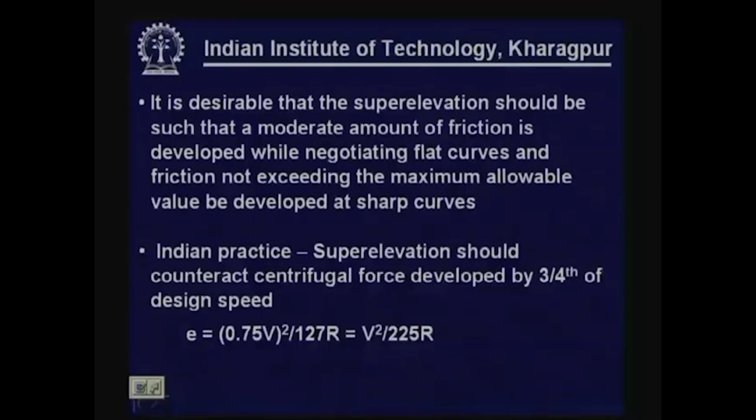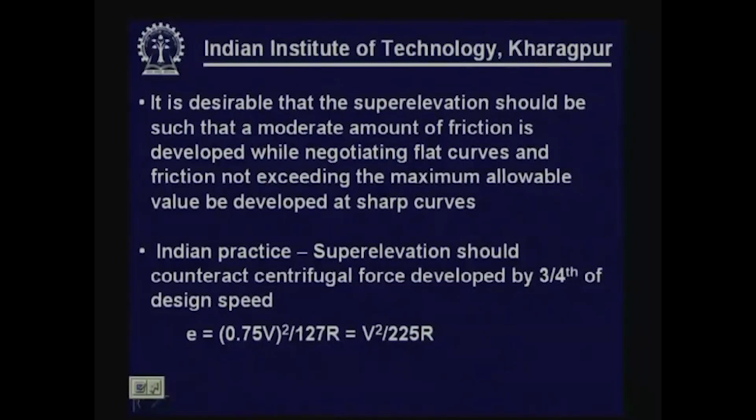Now, with all this background, considering all these aspects, the IRC or the Indian practice is to consider 3/4 of the design speed and provide super elevation, rather try to provide super elevation based on the 3/4 of the design speed. So, instead of designing super elevation for the complete design speed, an attempt is made to design super elevation with 3/4 of the design speed.